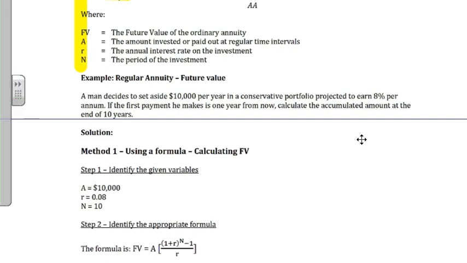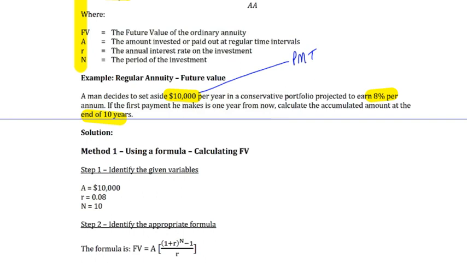A man decides to set aside $10,000 per year in a conservative portfolio, earning 8% per year, and he wants to know what the value will be at the end of 10 years. Can everyone see it? Whenever you get these kinds of questions, no matter what they are, please always make sure you're able to identify the variables. So he's going to put aside $10,000 per year. That's the annuity. What's another nice name for an annuity? PMT, that's the payment.